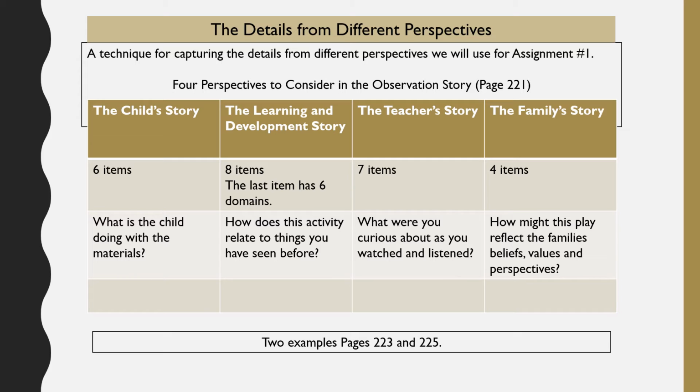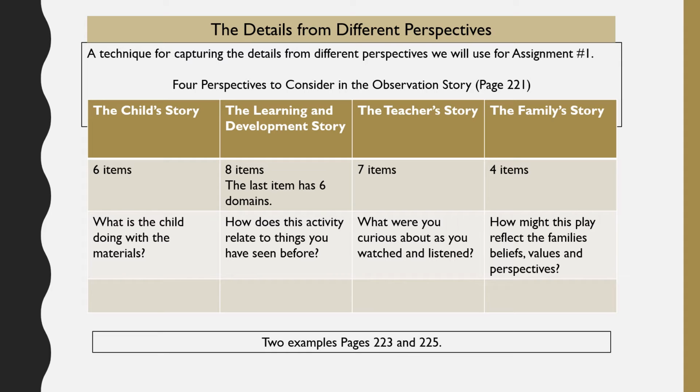In your book on page 221, they have a technique for capturing the details from different perspectives in regards to our observations, and we're going to use this technique for our assignment number 1. It's called Four Perspectives to Consider in the Observation Story. We have 4 columns in this table. There's the child's story, and there are 6 items in this column. The first one is, what is the child doing with the materials?